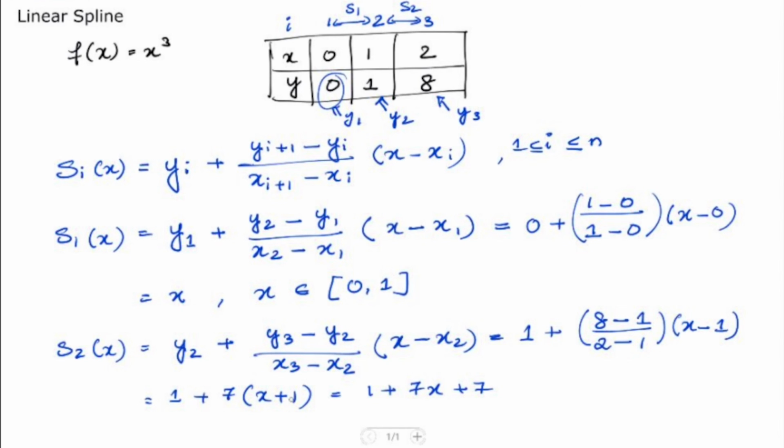So this is minus x minus 1, so it will be minus 7. And that will end it as 7x minus 6, where x is an element of the interval from 1 to 2. Yeah, so we have got our 2 splines now, and that's the end of task 1.